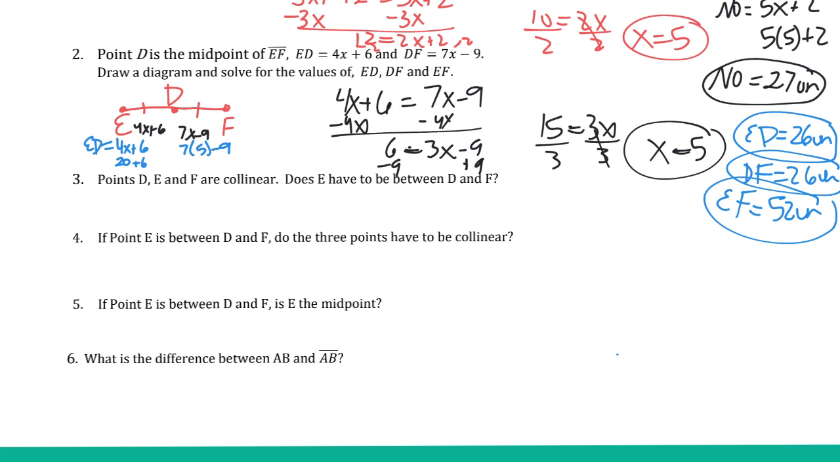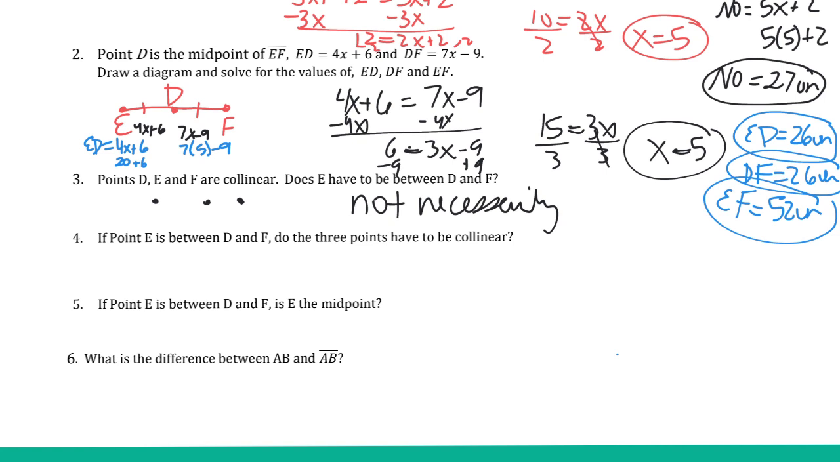Points D, E, and F are collinear. Now, we don't know the order. But if D, E, and F are collinear, does E actually have to be between D and F? The answer is we don't know. Not necessarily. Just because D, E, and F are on the same line doesn't mean that it's in the right order. They didn't tell us any order of how they have to go.